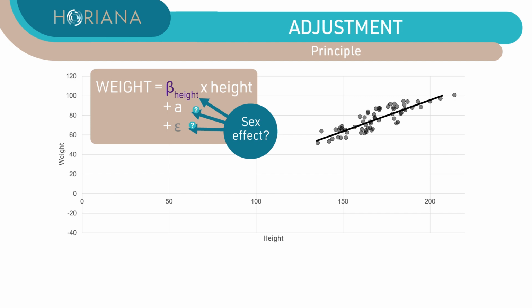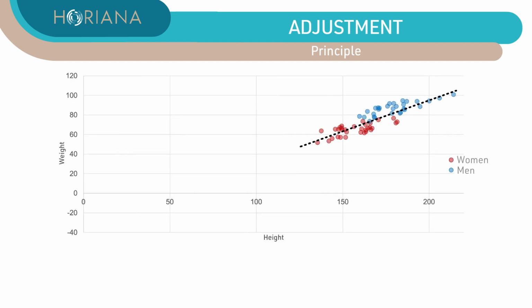Is the relationship between height and weight affected by the sex? Let's represent by red dots the women and by blue dots the men. Men are on average taller than women, so there is a relationship between sex and height. If we pass a straight line through the red points and a straight line through the blue points, in our example, we can see that these two lines are parallel and that the slope of these lines is slightly different from the slope of the line that passed through all the points combined.